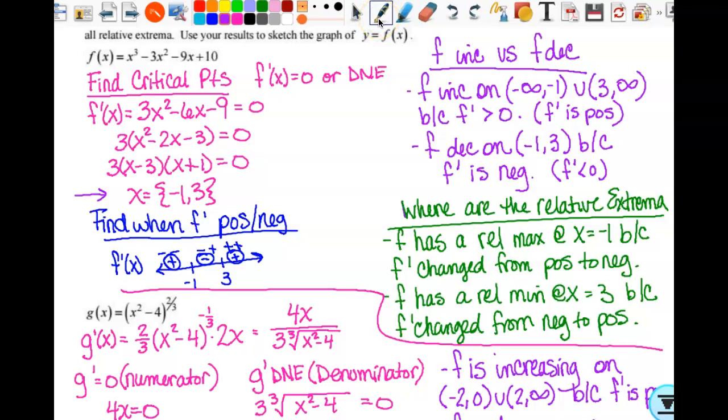Then we figured out when it was positive and negative, so we can figure out when it's increasing and decreasing, and if we had a relative maximum or minimum. Okay, all of that from the derivative, right? Because the derivative tells us a whole lot about f itself. Right? We okay with all that?